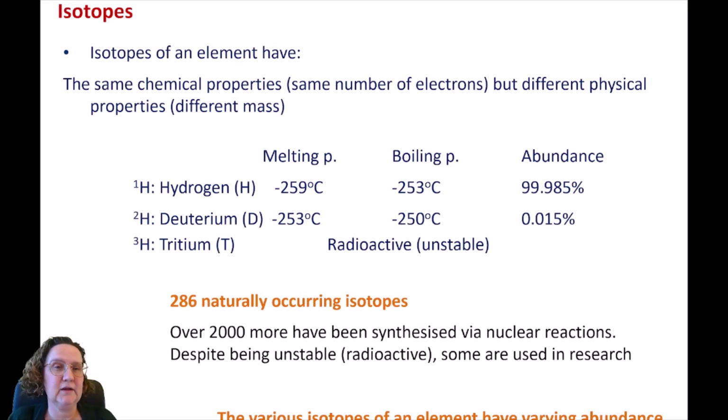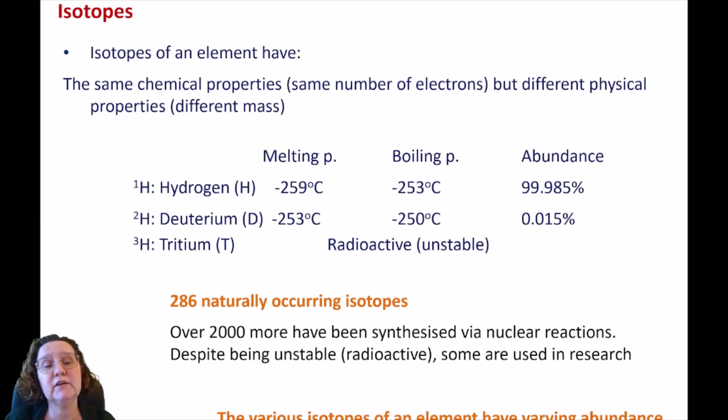In general, isotopes of an element will have the same chemical properties because they have the same number of electrons and the same configuration of electrons, and that's what determines how an atom is going to react. But they will have different physical properties because they have a different mass, they weigh differently, so properties like the melting point or the boiling point will differ because they depend on the mass.